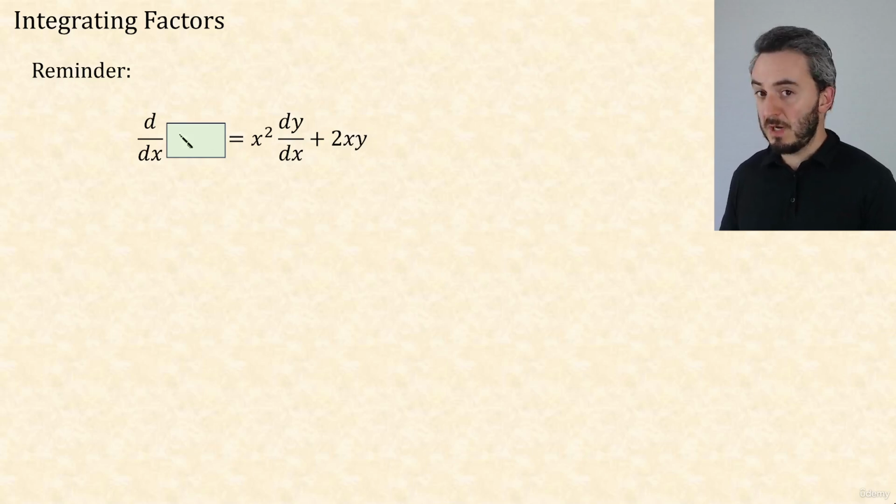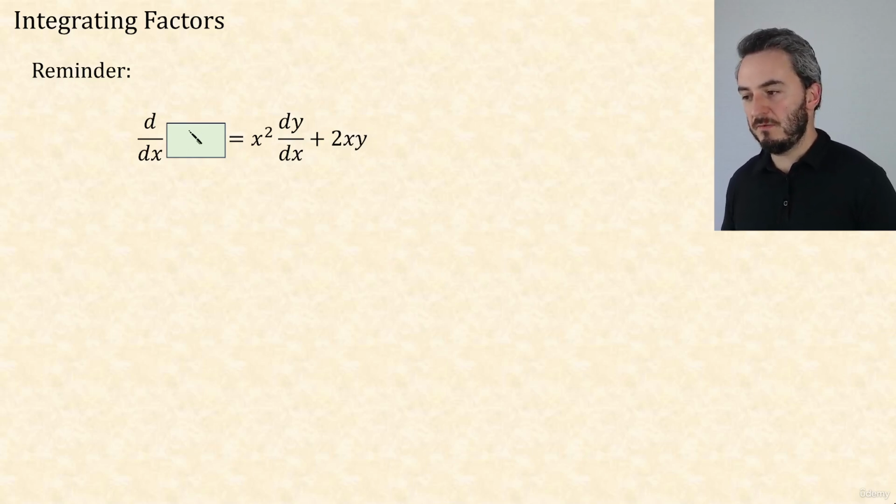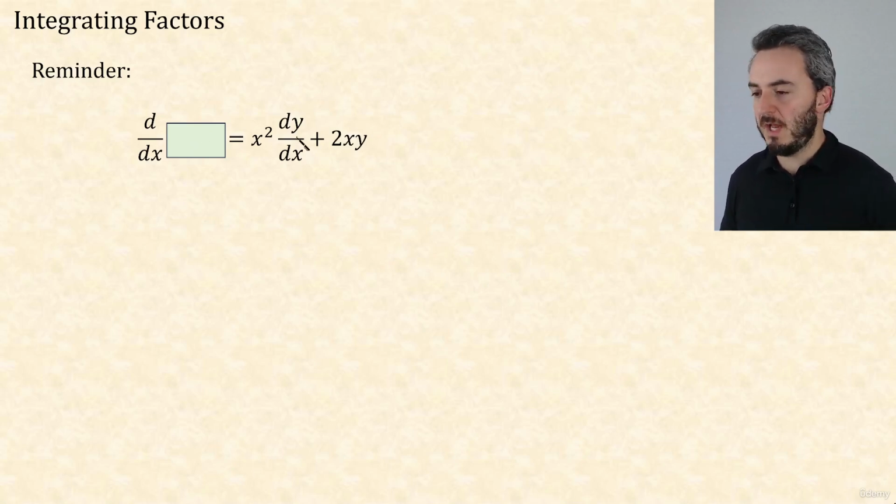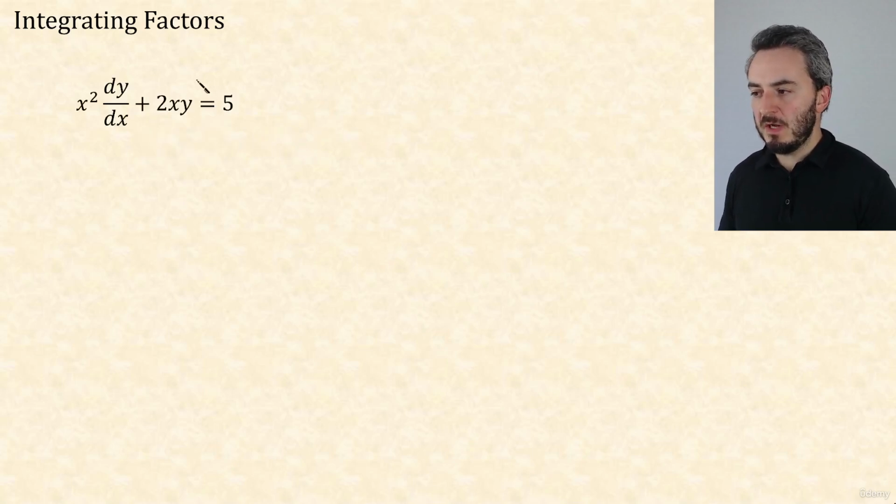So if I posed the question to you, what differentiated gives you that? You could have probably reverse engineered that. Now, here's how we can use that. Suppose I gave you this equation here, which is a differential equation, right? It's got dy by dx, x's and y's. How do we solve it?